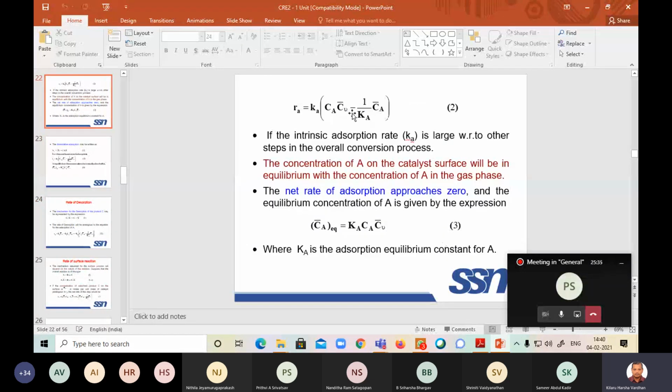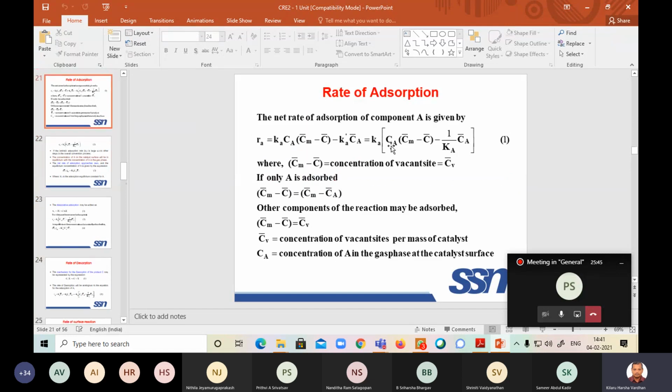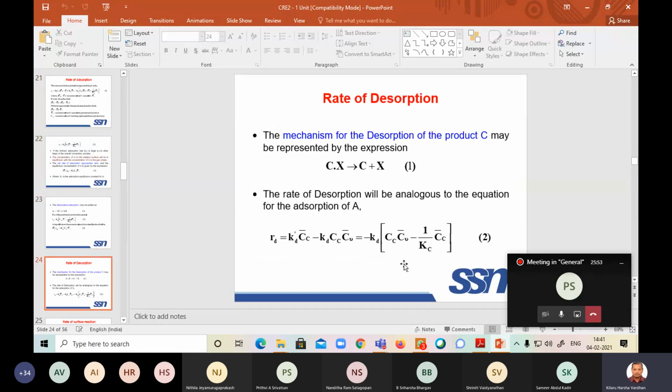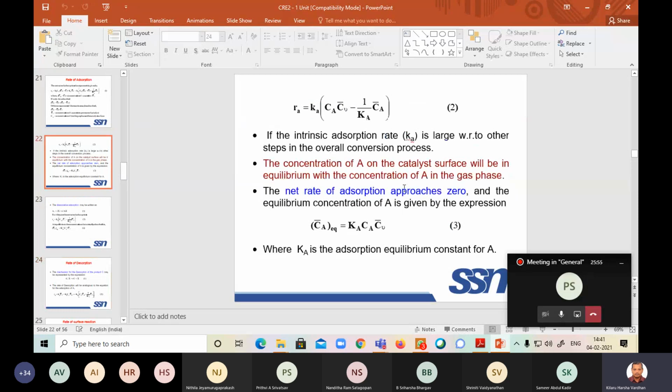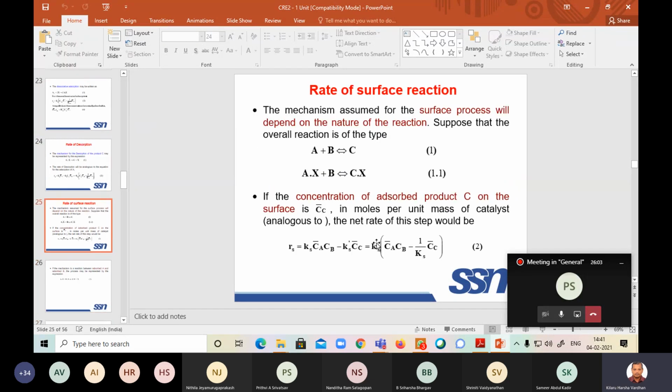So you can see everything is the same except one minus sign will come, because this is desorption, which is the back thing, right? So we wrote the net rate of adsorption here, and the net rate of desorption you are getting like this. Here one important thing is, wherever it is adsorption, you get Ka. If it is desorption, you get Kd, right?